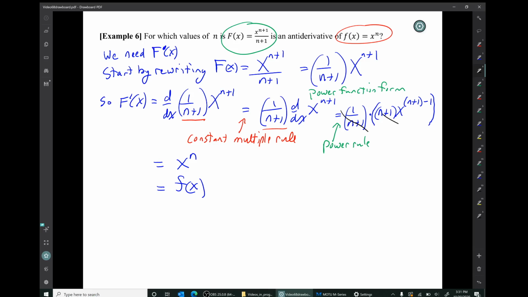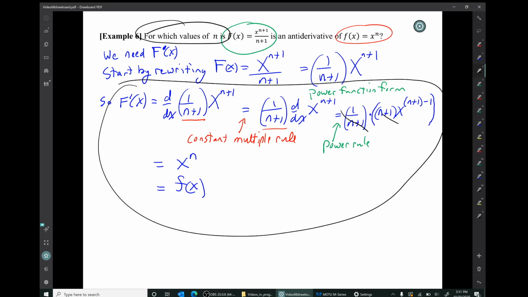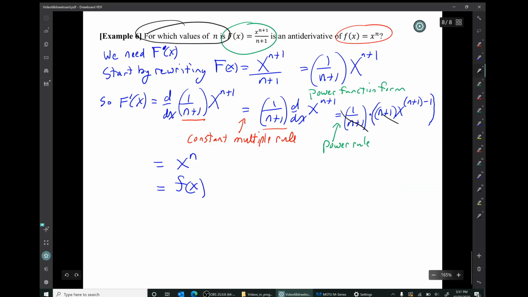But wait a second, look at our question. Our question says, for which values of n is capital F an antiderivative of little f? What's up with that? I mean, it seems like it always works out. It seems like capital F is always an antiderivative of little f because capital F prime is always equal to little f. But let's go way back to the beginning of this question.